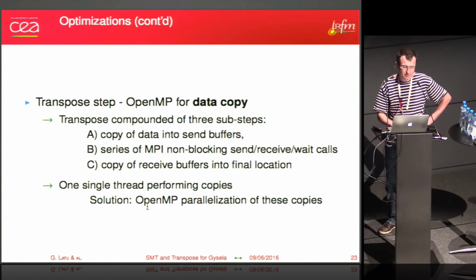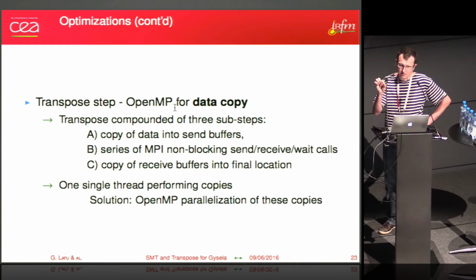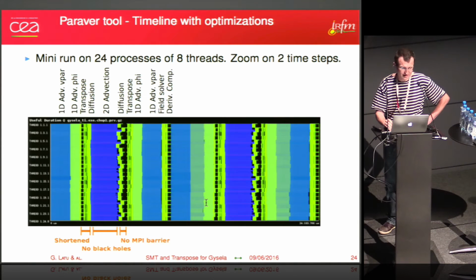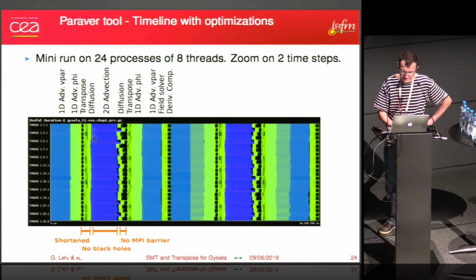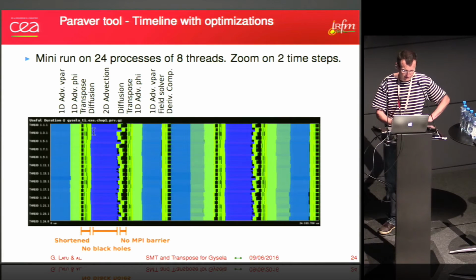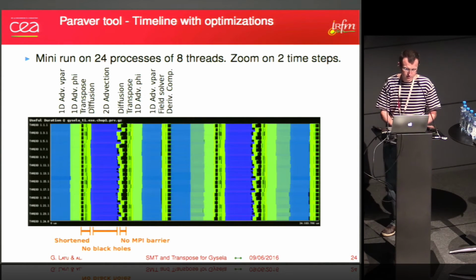For the transpose step, we have seen that there is some single thread activated and others doing nothing. It's a problem of copy. So in this step, we copy data, send data, and then copy back what we have received. And the solution is just to use OpenMP for copying the data, and it's quite better timings.